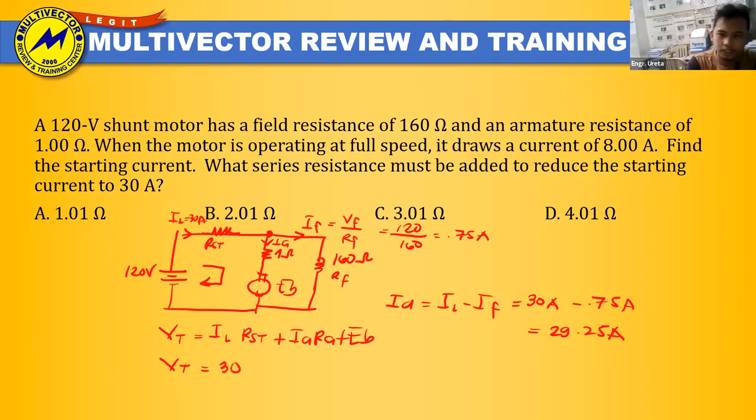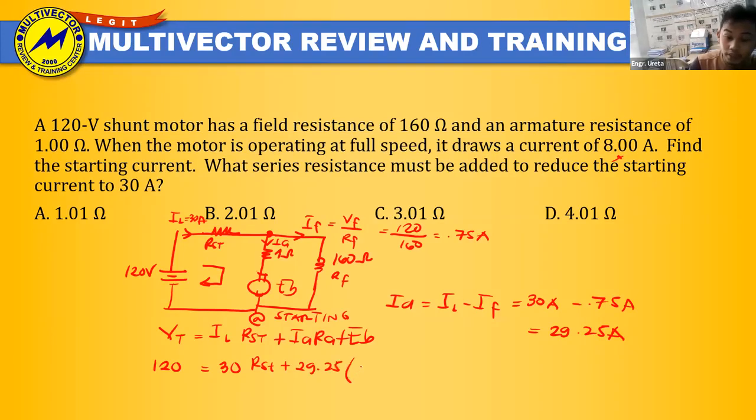So, ibig sabihin, sir, wala tayong pakialam dito sa full load current. Kasi nga, ang tinitingnan natin dito, kailangan nating solve is yung starting series resistance during starting. Okay? So, at starting, the starting IL is 30. Terminal voltage, so 120 volts equals IL is 30 times our starting resistance, which is unknown, plus IA. Sir, ang IA ko is IL minus IF, which is 29.25 ampere.